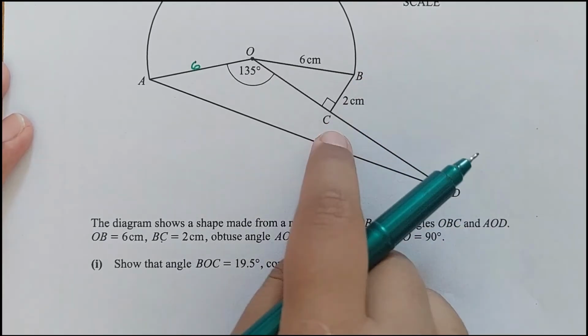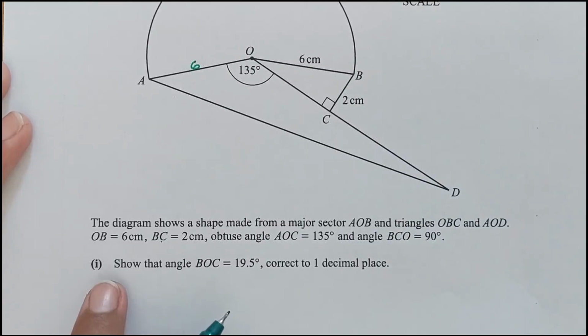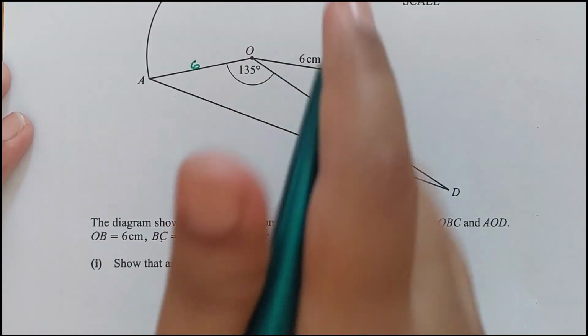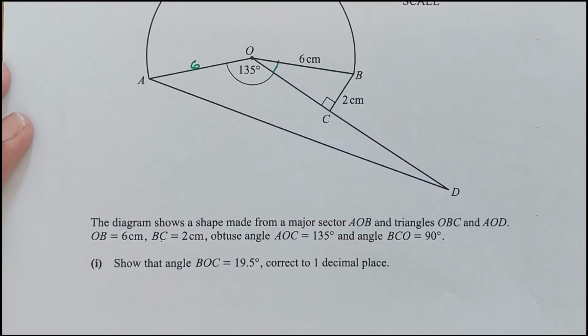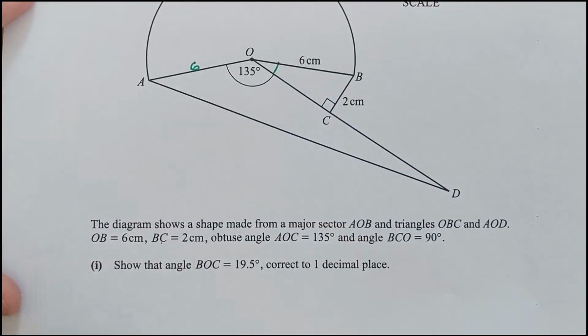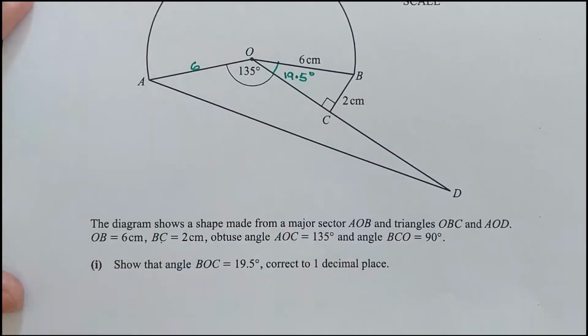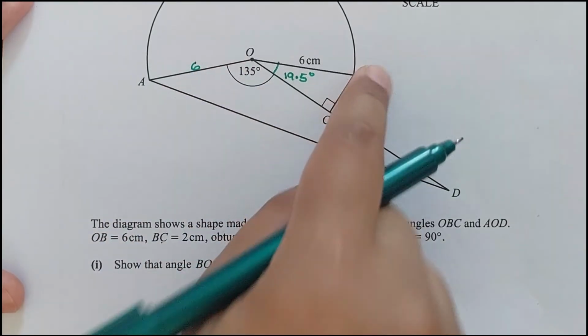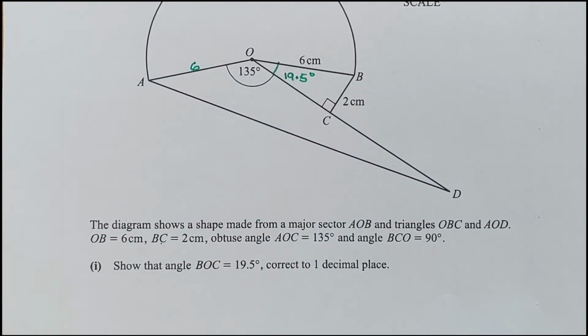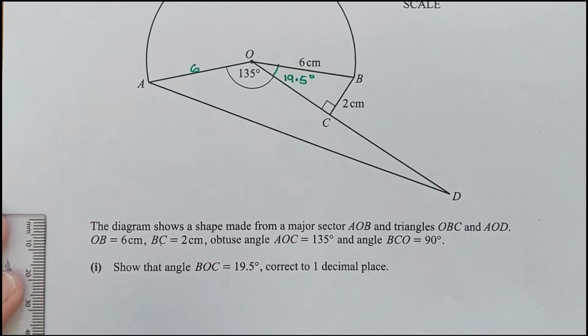BCO is 90 degrees. Number 1, show that the angle BOC is 19.5, correct to 1 decimal place. This should be 19.5 degrees, correct to 1 decimal place. All right, so consider the triangle OCB. This is the right angle triangle. We can easily find the angle. Let me draw this triangle over here.